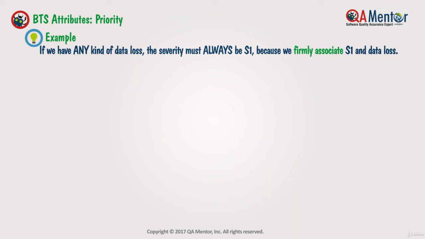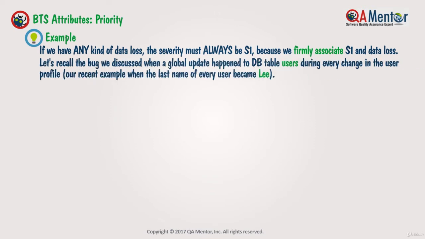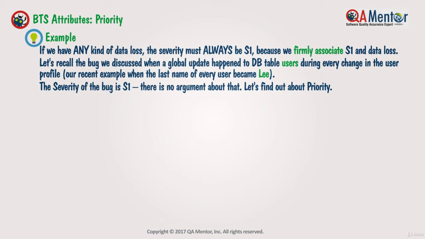Example: if we have any kind of data loss, the severity must always be S1, because we firmly associate S1 and data loss. Let's recall the bug we discussed, when a global update happened to the DB table users during every change in the user profile. Our recent example, when the last name of every user became Lee. The severity of the bug is S1. There is no argument about that. Let's find out about priority.